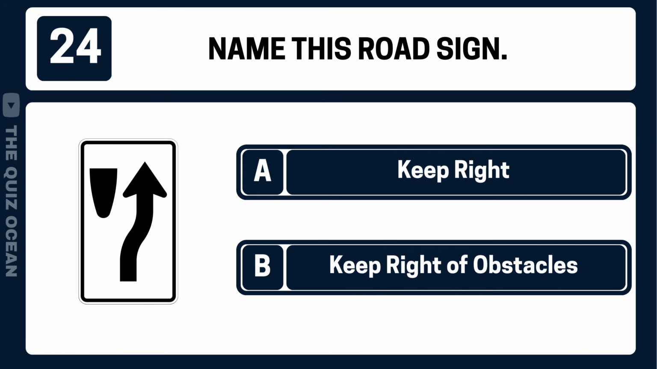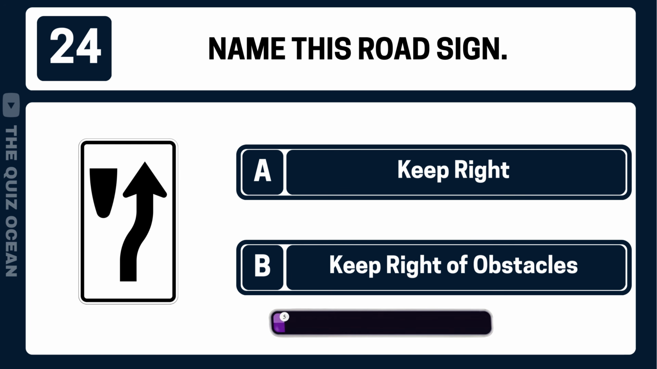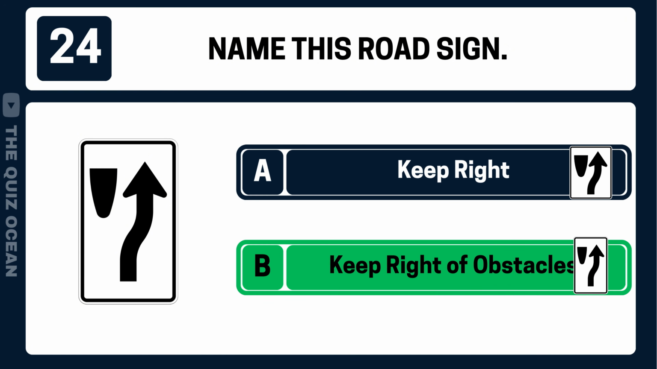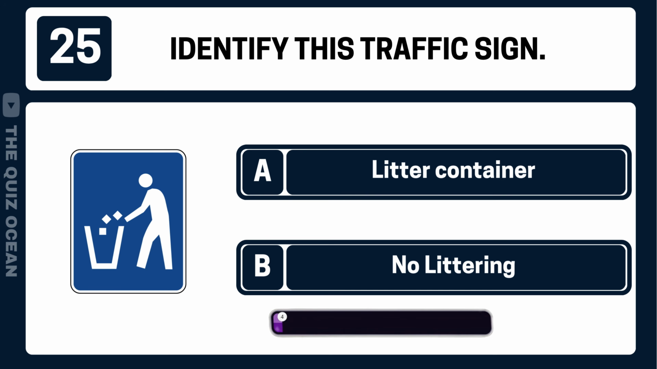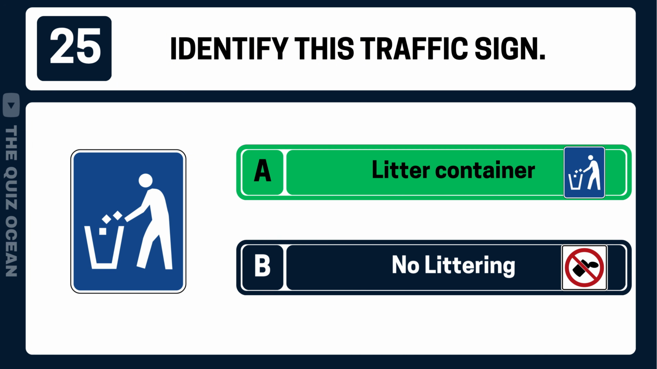Name this road sign. A. Keep right. B. Keep right of obstacles. Right. It is the keep right of obstacles sign. Identify this traffic sign. A. Litter container. B. No littering. Well spotted. It is the litter container sign.